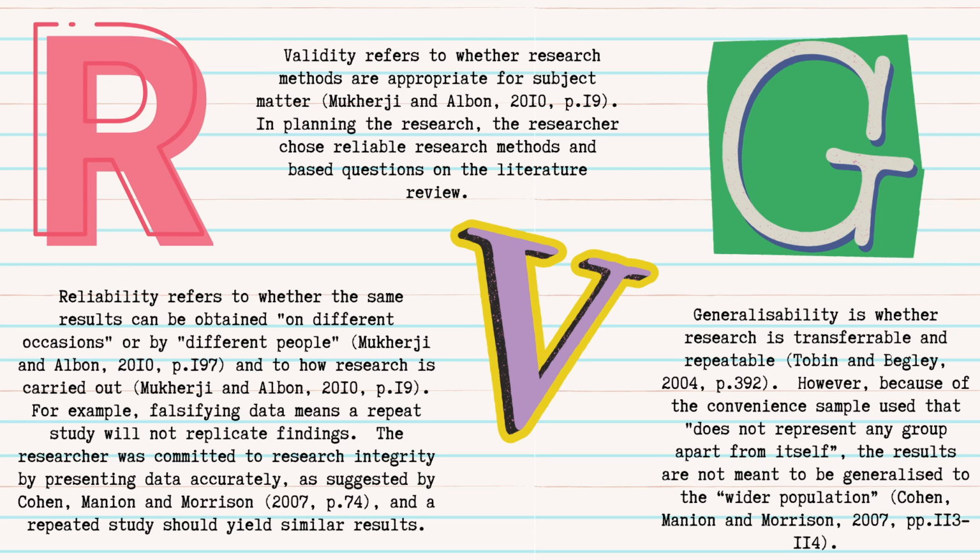So something that you can say is, well, because I used a convenient sample, meaning a group of people that I could simply find to do the study that weren't necessarily selected specifically to represent the entire Monash student body or all the university students in Malaysia, the sample does not represent any group apart from itself, and the results are not meant to be generalized to the wider population.